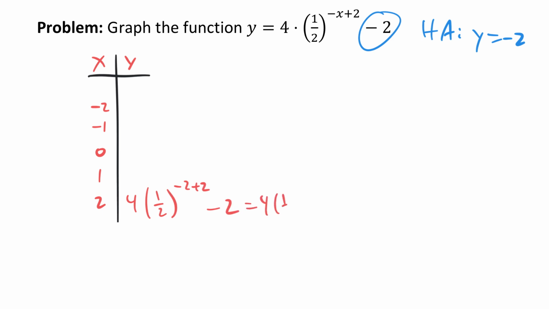So this is 1/2 to the 0. Anything to the 0 is 1. 4 times 1 is 4. Okay, 4 minus 2 is 2. That point worked out all right.